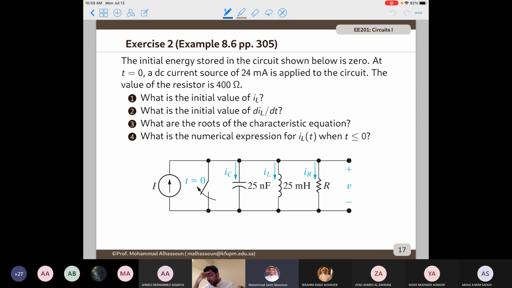Okay, so let's see what we have. We have a circuit, and we are told that the initial energy stored in the circuit is 0, which means that the initial voltage across the capacitor and the initial current passing through the inductor are both 0. Then at t equals 0, a 24 milliampere source is applied to the circuit. The resistor is 400 ohm. So what we are asked to do is find the initial value of the current. So what's the initial value of the current?